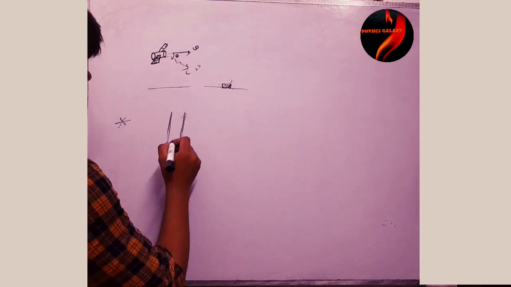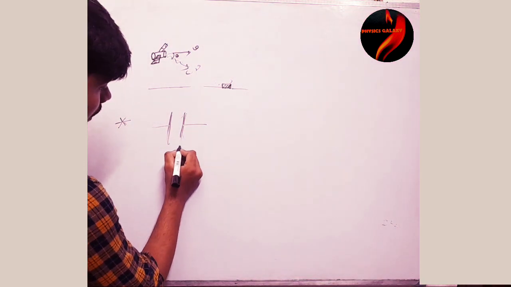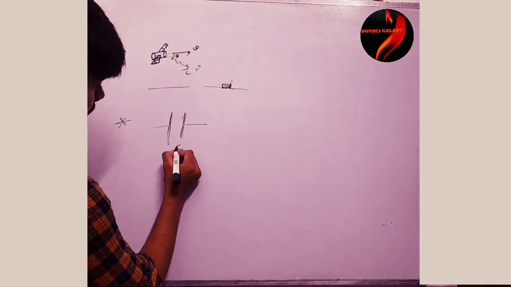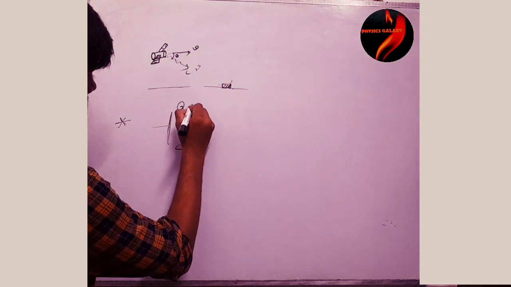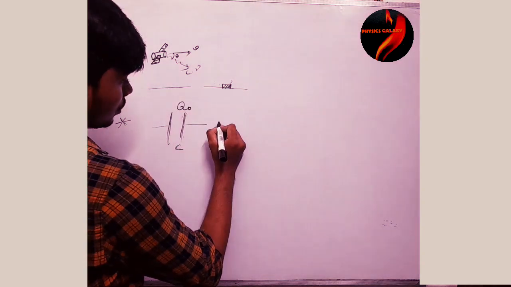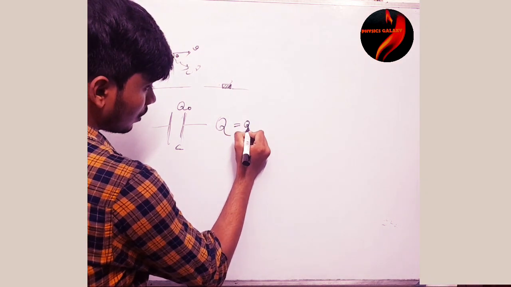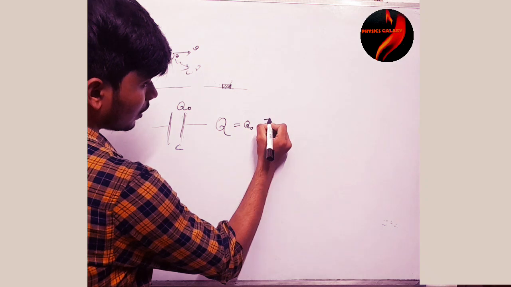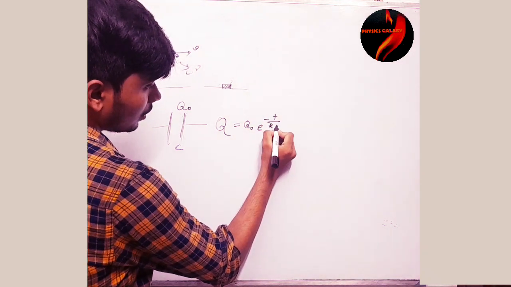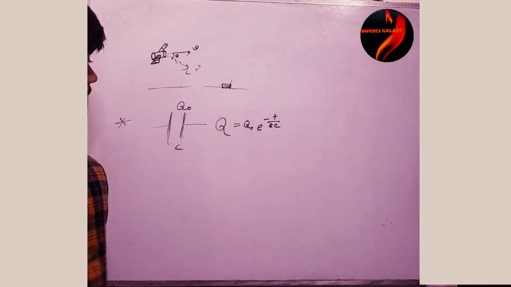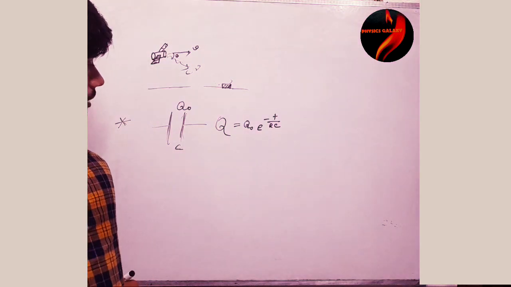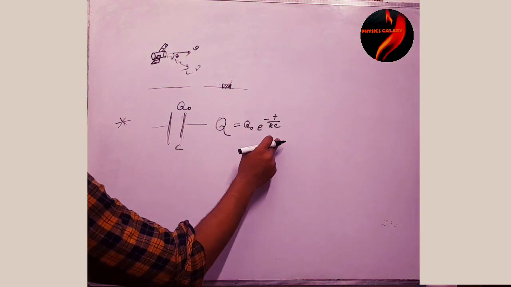So then he asked me how to measure the leakage resistance of a capacitor. We know that if we take a capacitor C, and initially its charge is Q naught, then the charge at any time, Q, should be equal to Q naught times e to the power minus t by R into C. Here R is the leakage resistance of the capacitor and C is the capacitance of the capacitor.